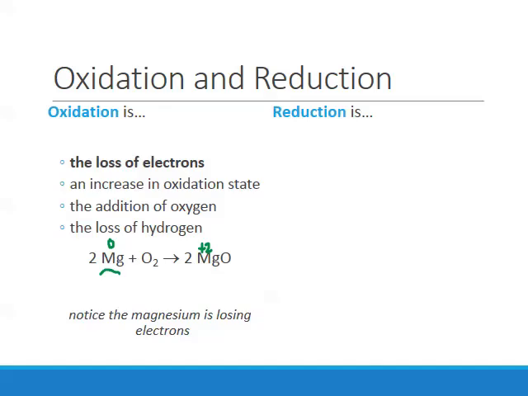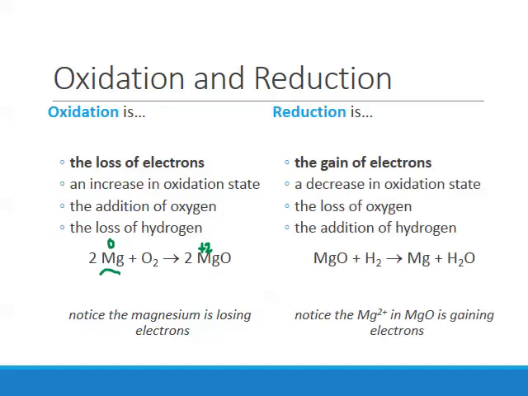Reduction is just the opposite process from oxidation. Instead of losing electrons, you're now gaining electrons. And because you gain electrons, and remember that electrons are negatively charged, you're going to now see that your oxidation state, your charge, if you like, decreases. And that's where the name reduction comes from. So you are reducing your charge, or if you like, you're reducing the amount of oxygen. As you can see in the third definition, you're losing oxygen. You're also sometimes adding hydrogen.